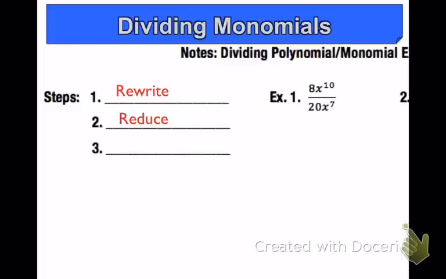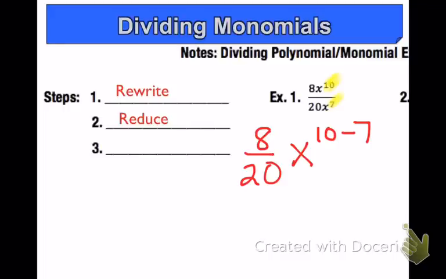So first example, we're going to rewrite this. So I'm going to take my 8 and my 20, and I'm just going to write it as a separate fraction. I'm going to write my x and use the rule that you take the 2 powers and you subtract them. So I'm going to write that out as 10 minus 7. I'm going to spend the time writing this out because it will be necessary for later problems and it avoids mistakes. Now, 20 doesn't go into 8, so I'm going to have to reduce that.